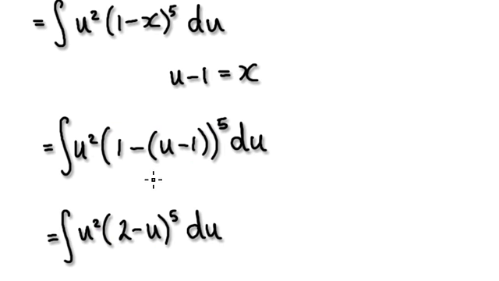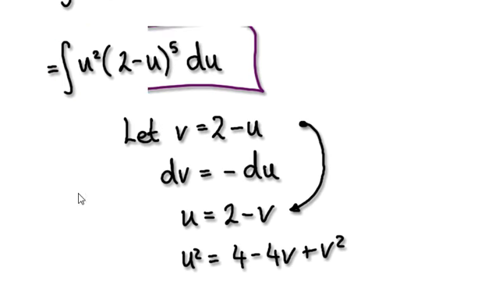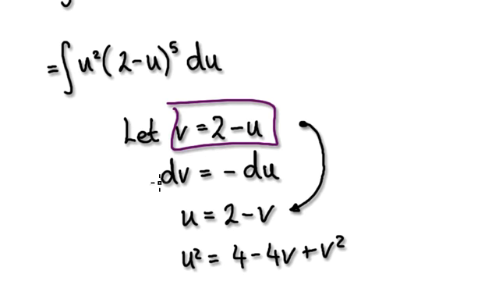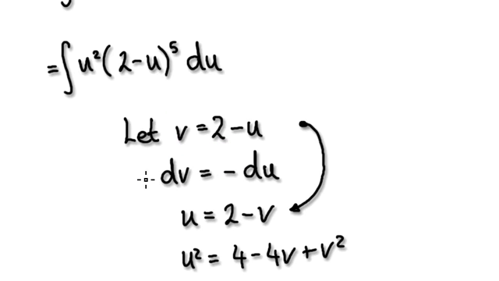Okay, so now we're making a substitution within a substitution. So looking at this, let v equal this thing here. Then dv equals this thing here, and don't forget du later will be negative dv. So later we've got to put negative dv into this positive du here. Well, anyway, let v equal this thing here.